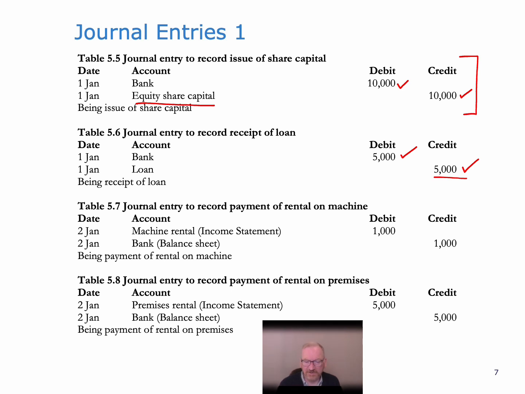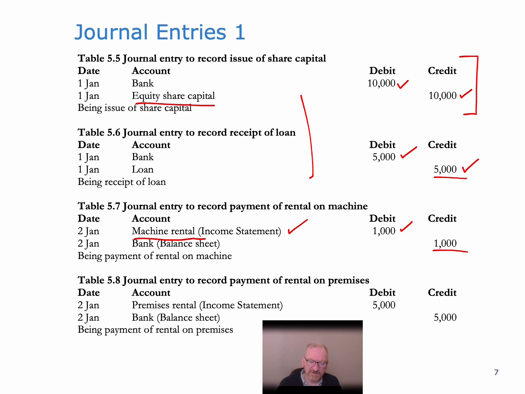The journal entry to record payment of the rental on the machine rental is €1,000, and that is an expense. Now I've written income statement beside that just to make it clear. That is not the same as these items up here, because this is going to go into the income statement. And we credit the bank. That's straightforward enough because we've paid that money out in rental.